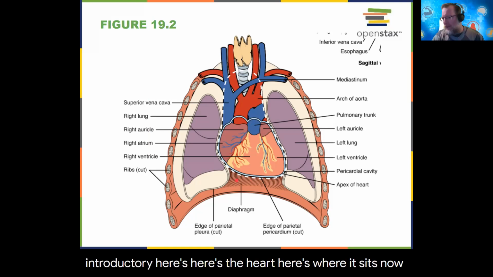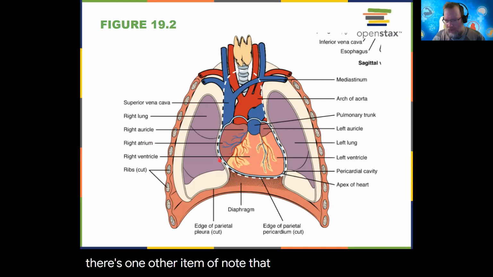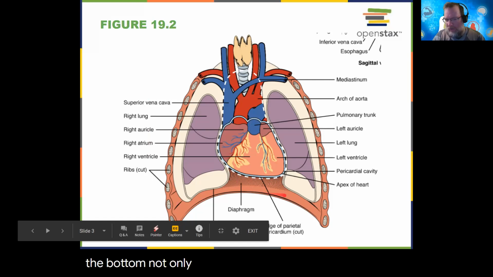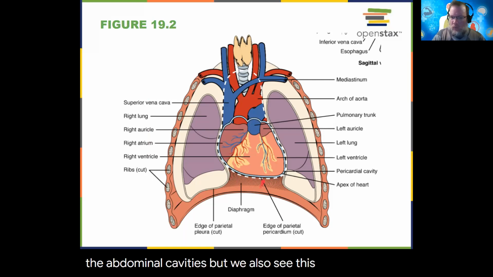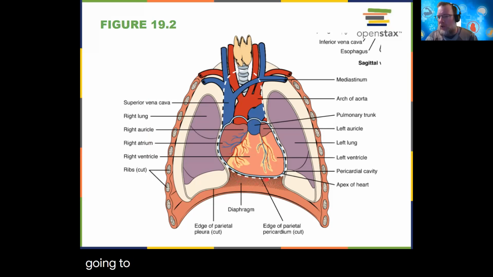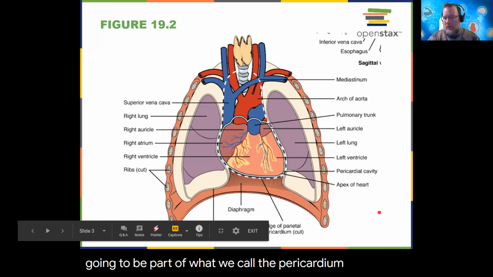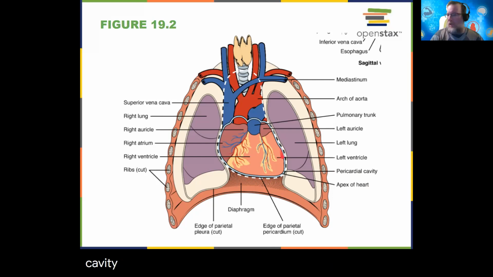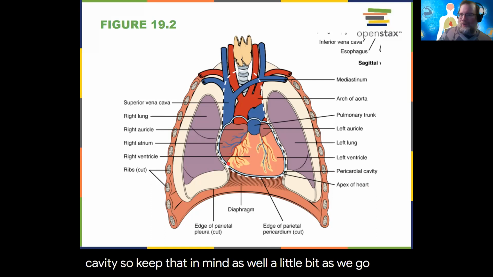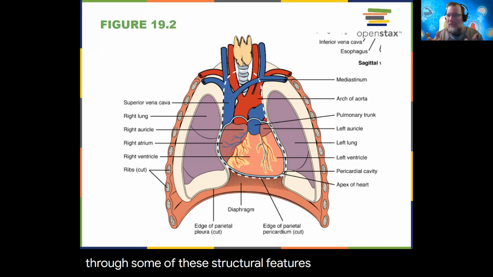Now, there's one other item of note that maybe you've noticed at the bottom. Not only do we see the diaphragm here, right? That muscular wall that distinguishes the thoracic from the abdominal cavities, but we also see this connection between the heart and diaphragm. There's a layer of tissue here that's going to be part of what we call the pericardium. Okay, pericardium. And here's the term pericardial cavity. So we'll keep that in mind as we go through some of these structural features, that the heart is connected via that pericardium to the diaphragm.